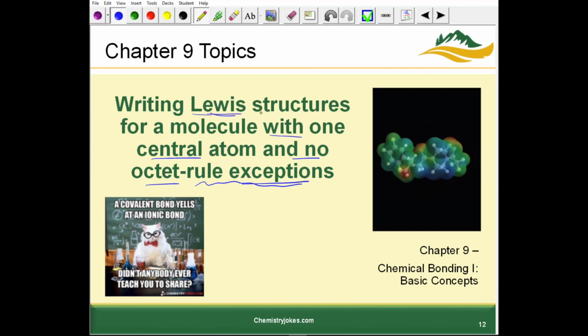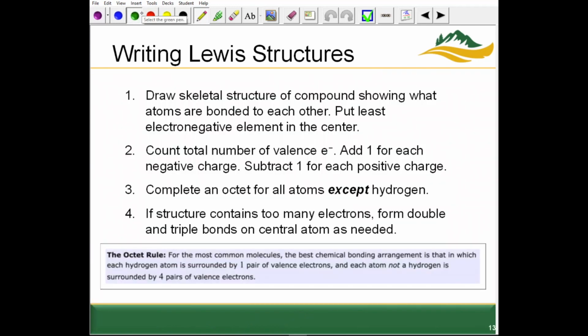So Lewis structures or Lewis dot structures, same thing. Let's go through what drawing these is going to look like. To draw Lewis dot structures, first we want to draw the skeletal structure of the compound showing what atoms are bonded to each other. We want to put the least electronegative element in the center.